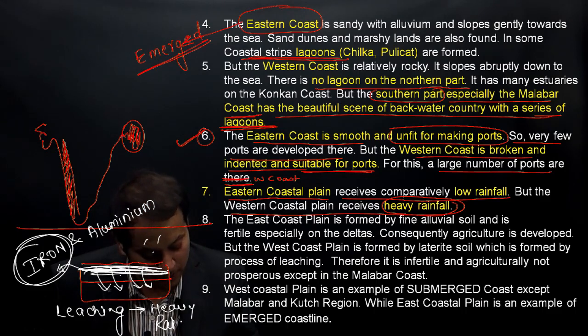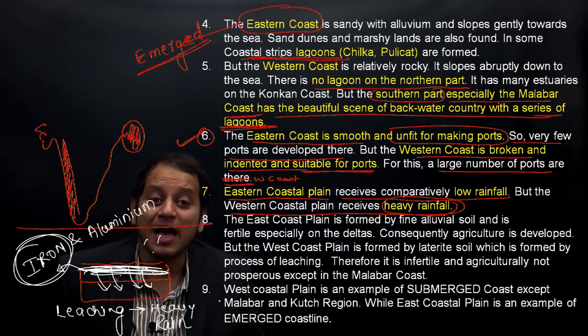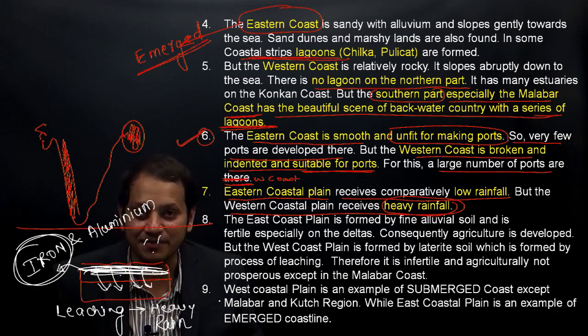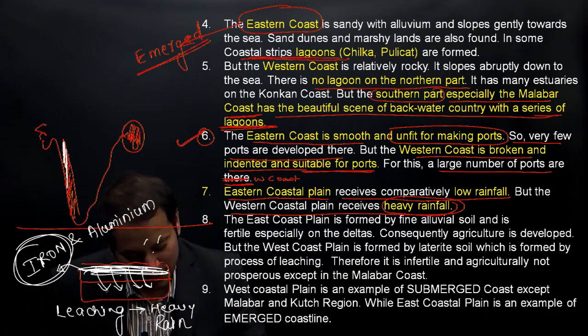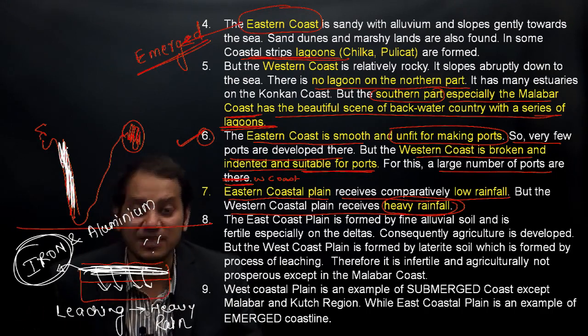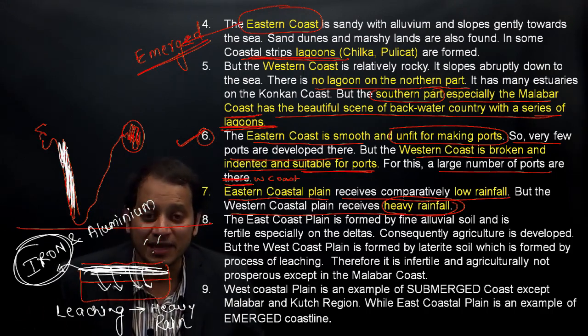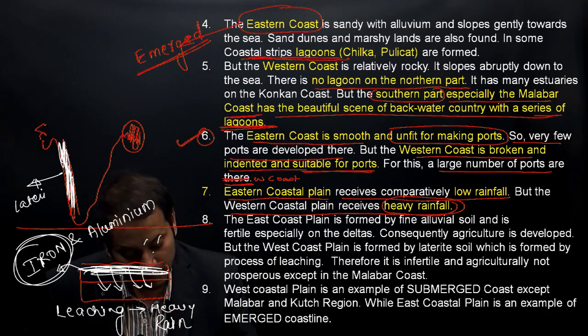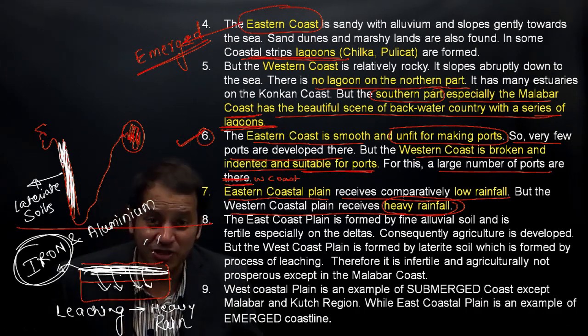Leaching process operates in the area of heavy rain. And where will be the heavy rain? On the eastern or western coast of India? On the western coast of India. Because of the presence of Western Ghats, you get heavy rain in this region. And इसीलिए you find here laterite soils, or lateritic soils. This is what is written in the 7th point.